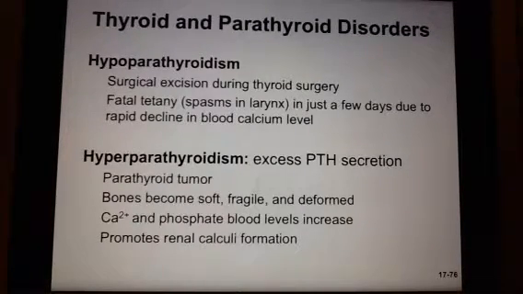Hypoparathyroidism: remember the parathyroids are those four little tiny glands embedded within the thyroid. So usually if you have hypoparathyroidism, they would have been surgically removed, and the blood calcium level is going to decline pretty rapidly, because that's what the parathyroid does. If you have hyperparathyroidism, that's too much parathyroid hormone secreting. That could lead to a parathyroid tumor, too much calcium in the blood, too much phosphate in the blood as well.